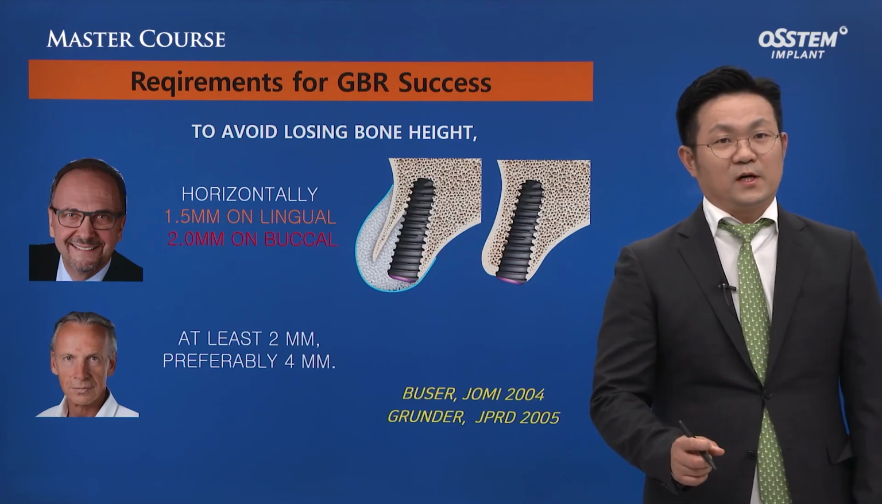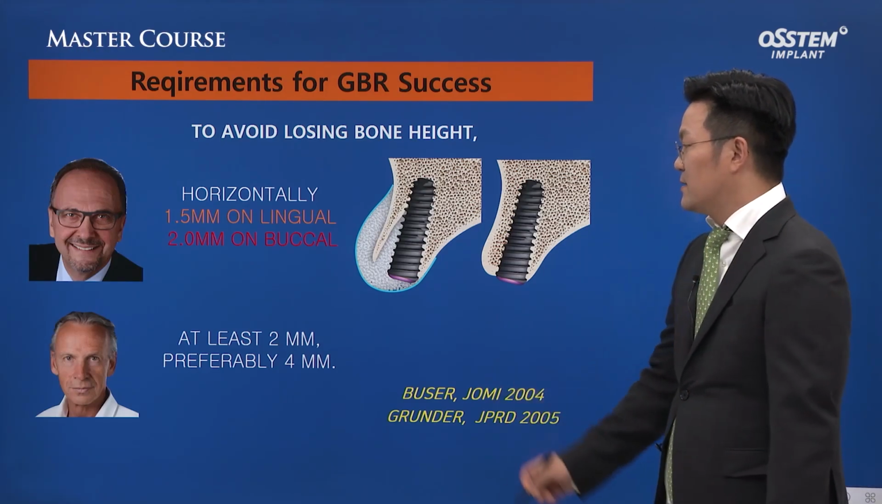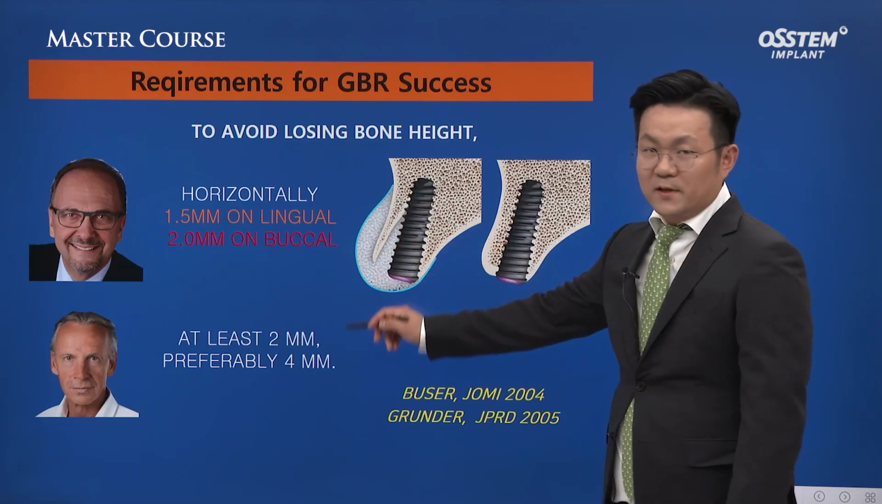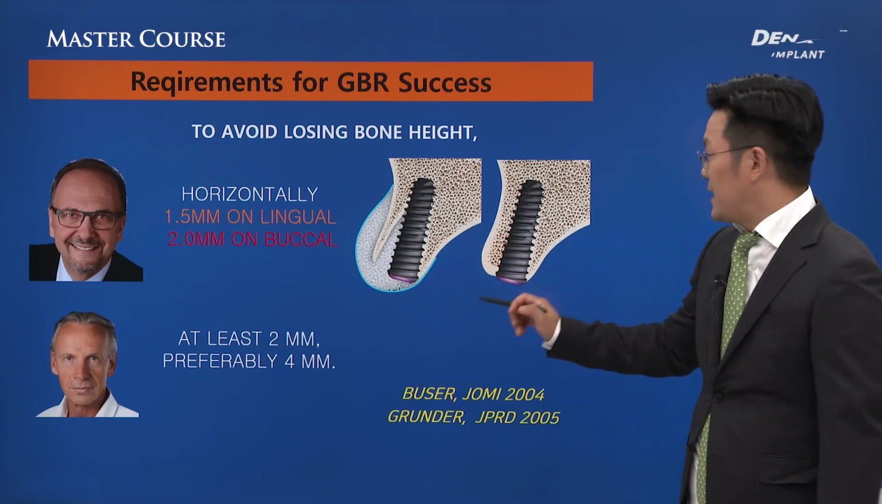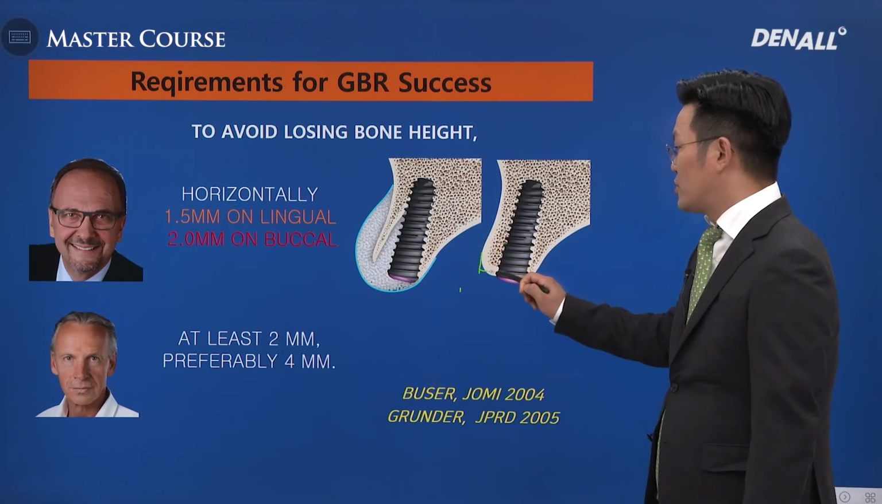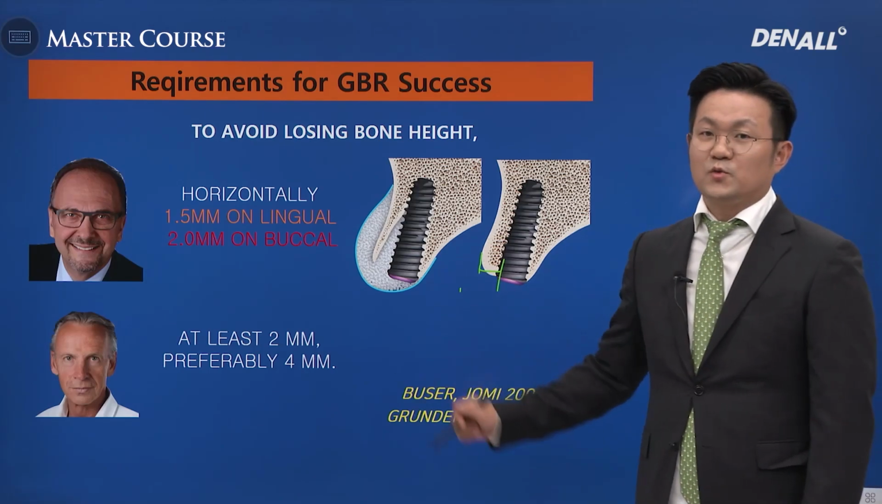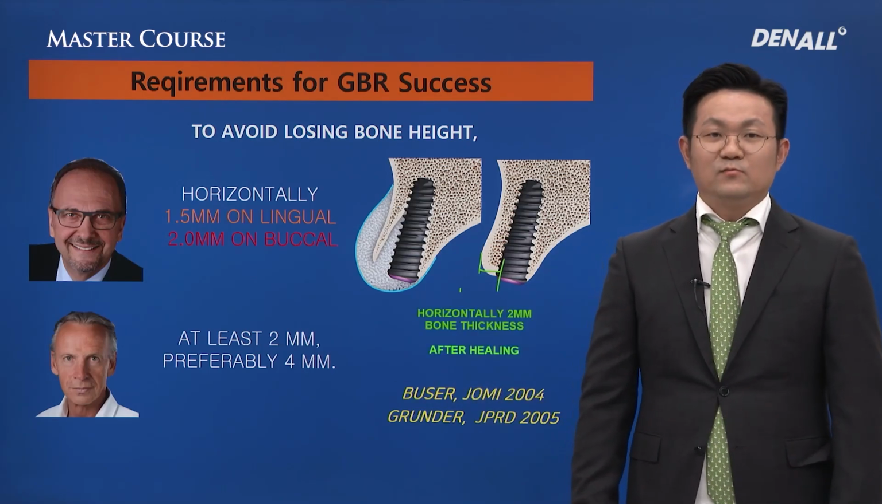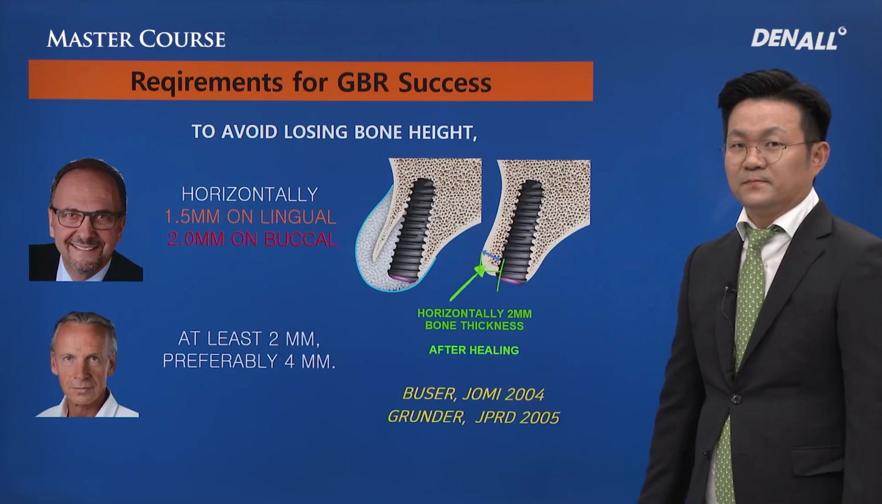So what is sufficient GBR? Most say that adequate augmentation after sufficient remodeling, with at least 2 millimeters of thickness, is good practice.